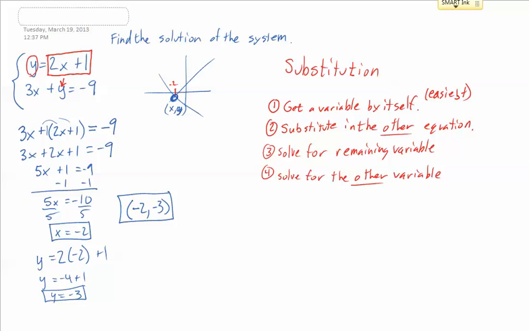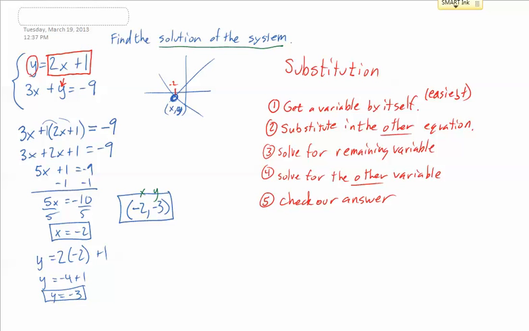Okay? Now, the last thing that we should do, as we should do in any problem, is to check our answer. Okay? So to check our answer, we're just going to take the x and y, and we have to check it in which equation? In both equations. Why both? Because if it's the solution of the system, it has to work in both of them.